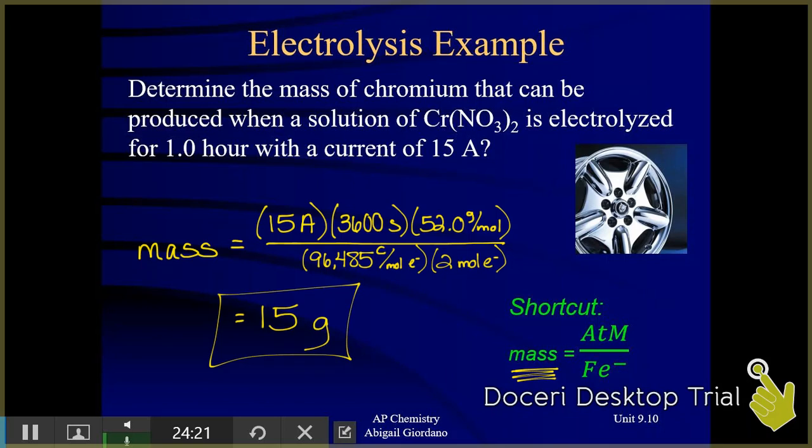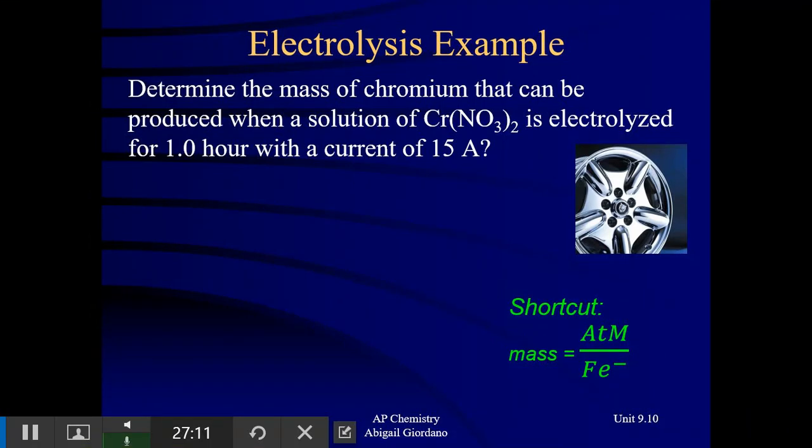And the reason that I really like this is because, ladies and gentlemen, sometimes in these electrolysis problems, they are not always going to ask you to solve for the mass of metal that was plated. Maybe they ask you to solve for the time. How long has this cell run if so many grams of chromium was plated? Okay, or they ask you to solve for the current. They can ask you any of these unknowns. Okay, so I think this shortcut is really, really handy to use.